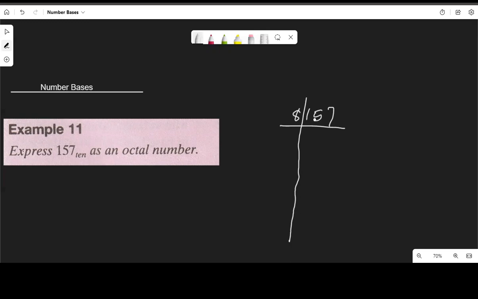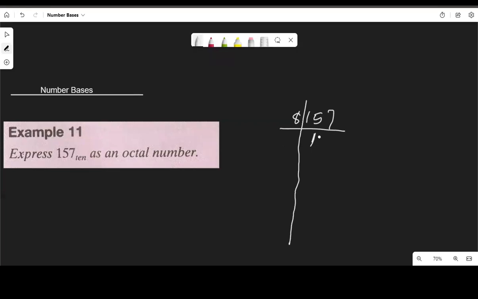So 157 divided by 8. For this kind of division, I'll do it two digits at a time. 15 divided by 8 is 1, remainder 7. 77 divided by 8 is 9, remainder 5. So write down the remainder. And 19 divided by 8 is 2. That is 8 times 2, 16. And 19 minus 16 is 3. So the remainder is 3.